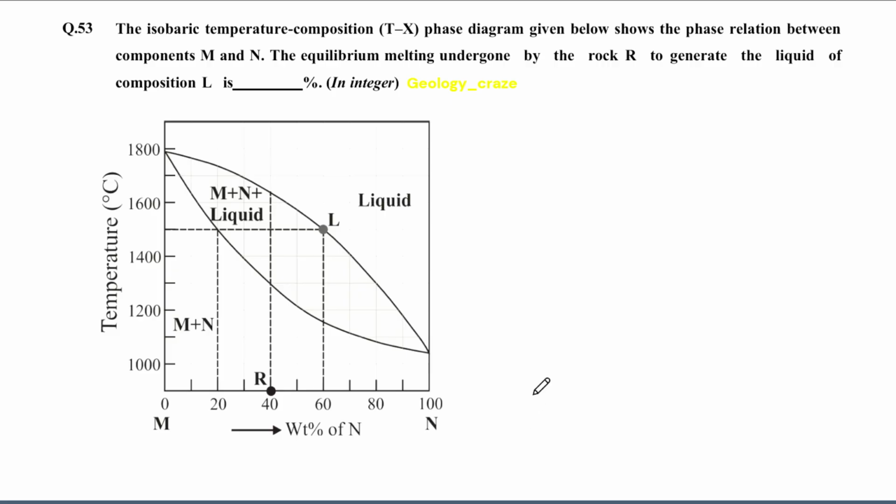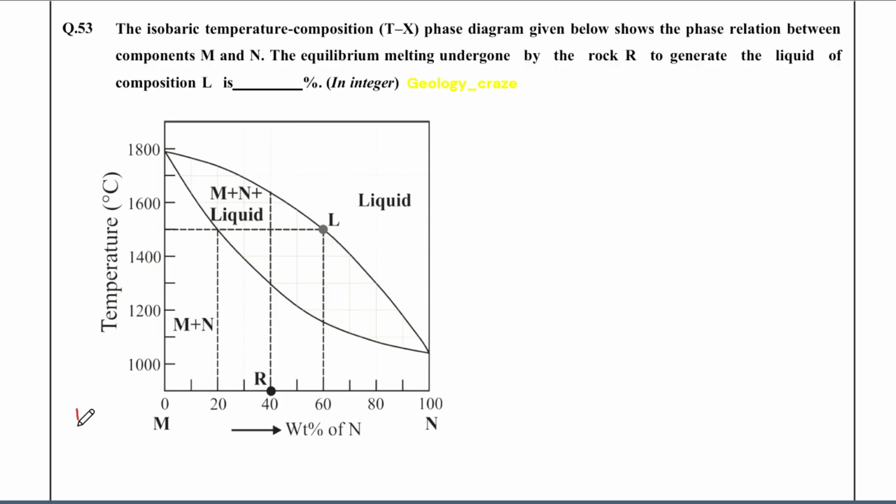Now we'll go directly to our question. This question is basically about a binary phase diagram. So how do we read this phase diagram? We have two components, M and N, so it is a binary phase diagram. And which binary phase diagram is it?